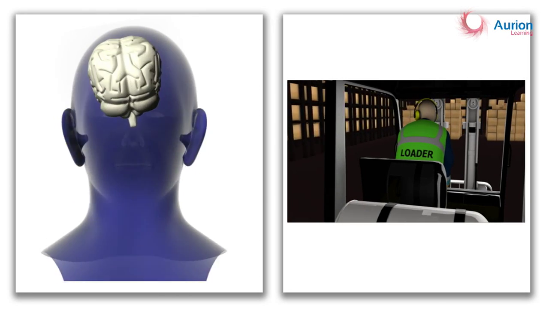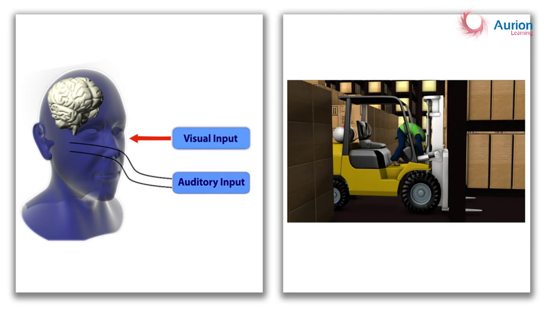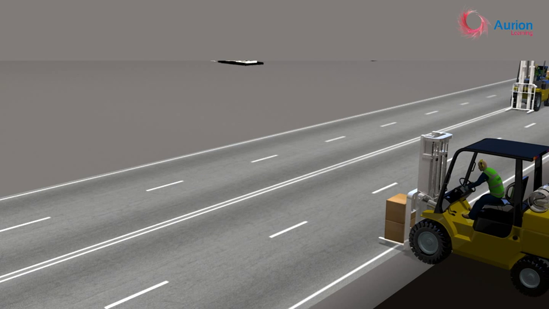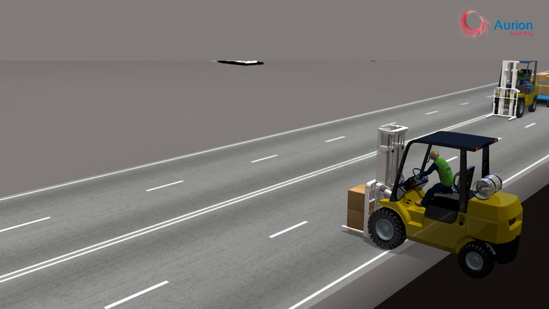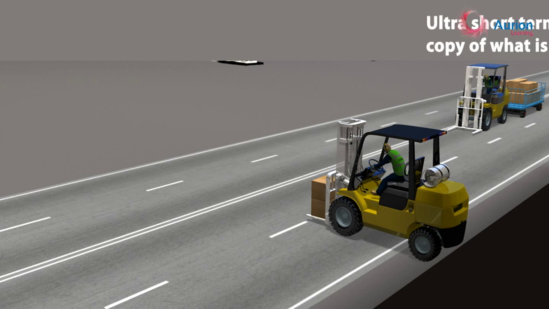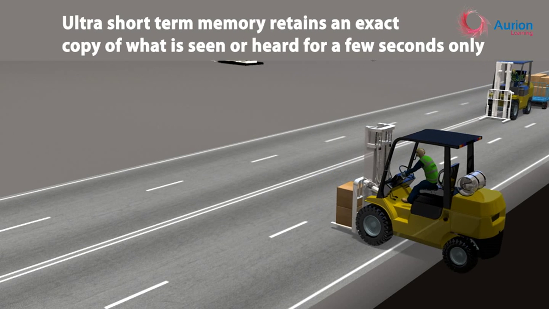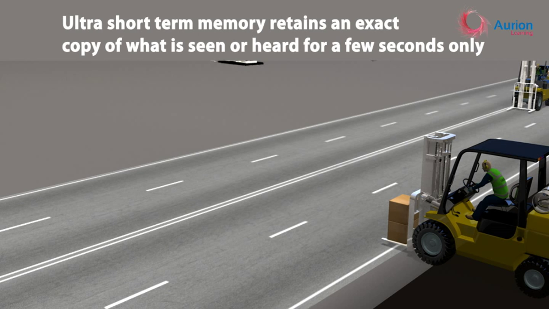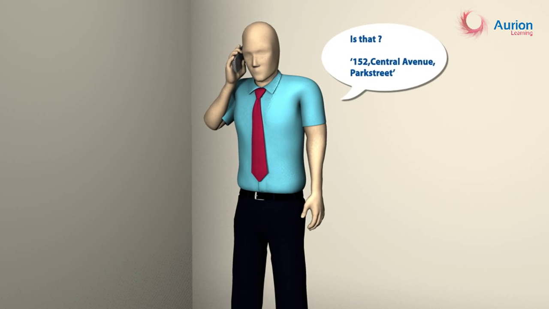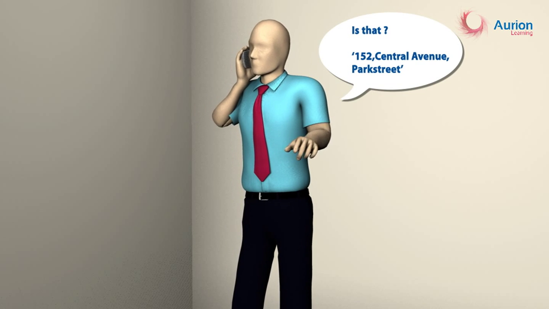Our senses provide the inputs which are then stored in various ways in our memory. What is interesting is that even our memory is of different kinds. Ultra short term, which retains an exact copy of what is seen or heard for just a few seconds, like a snapshot. Short-term memory allows us to store the information for just the duration required, to use it, usually about 20 seconds.